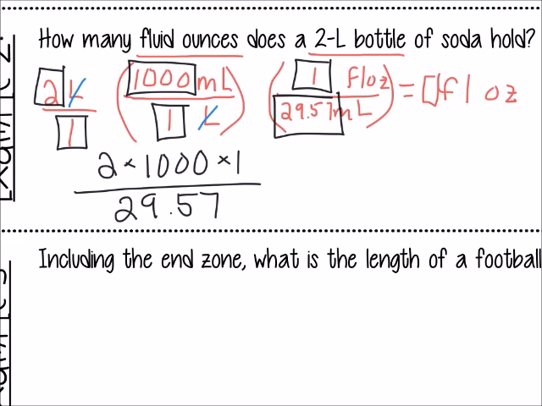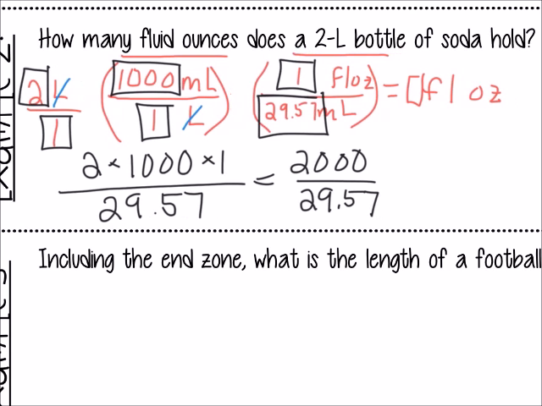So when we multiply our numerator together, we get 2,000, and then we're going to divide that by 29.57. So 2,000 divided by 29.57 equals 67.63, or actually 67.64, but we'll just call it 67.6 fluid ounces.